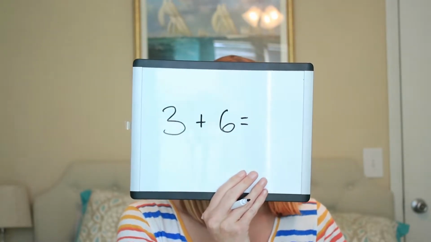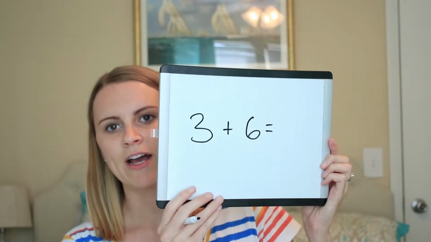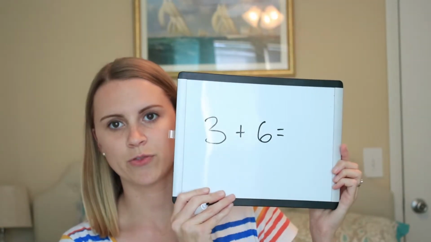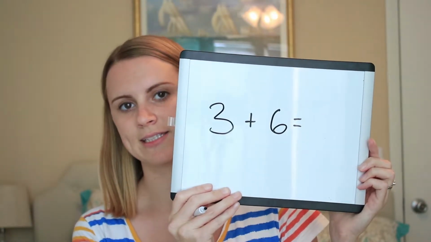So let's write our number 3 down, and then the plus sign, and then 6, and then don't forget your equal sign. So 3 plus 6 equals what? And I'll write it on here too, so it's easier to see. So this is what you should have written down on your paper. 3 plus 6 equals. So let's start with our number 3.